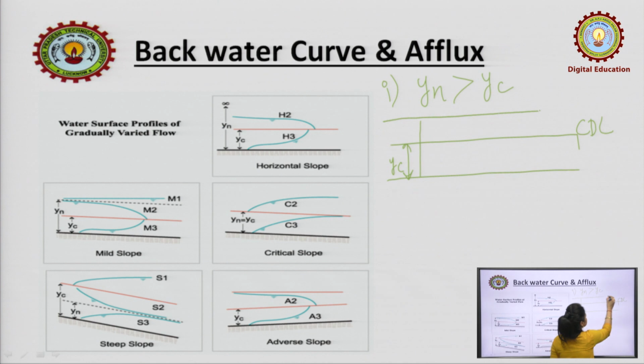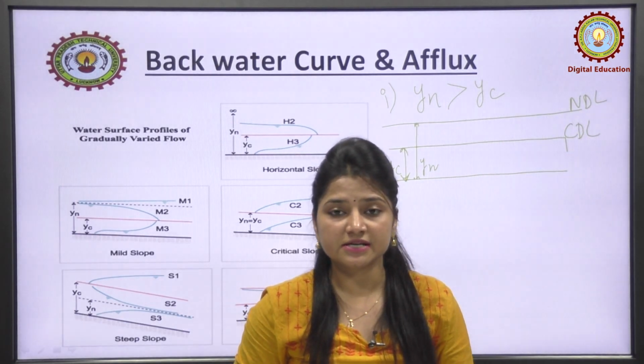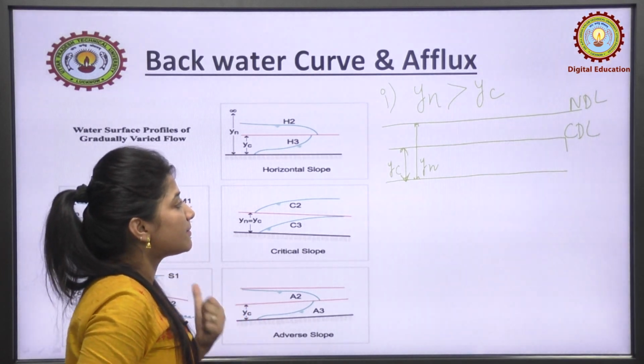Above this will be the normal depth. Let us suppose this is Yn, right, the normal depth, and the line passing through the normal depth we will term as NDL, or normal depth line. You can see whenever there is a condition where normal depth is greater than critical depth, or you can say the flow is in subcritical section, that particular condition can be termed as mild slope.